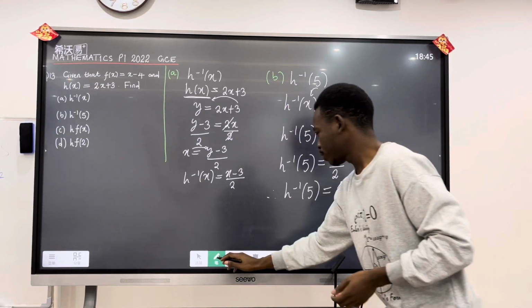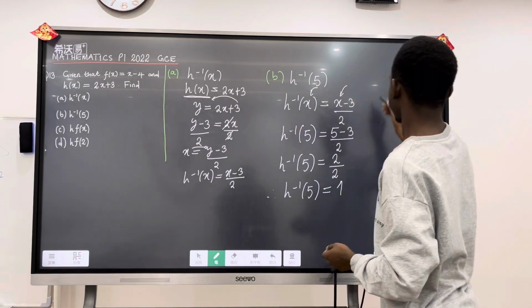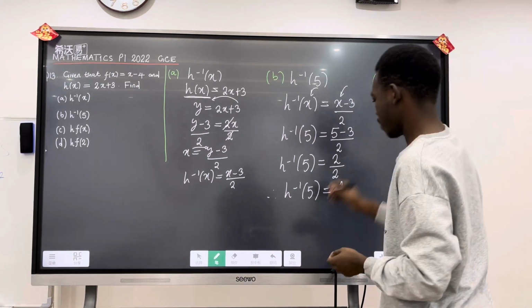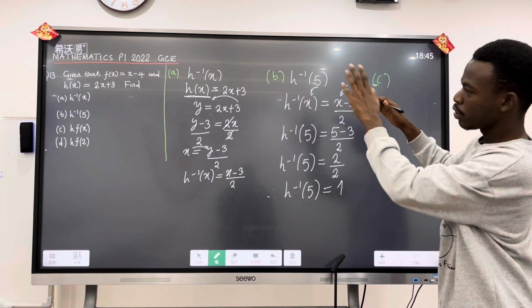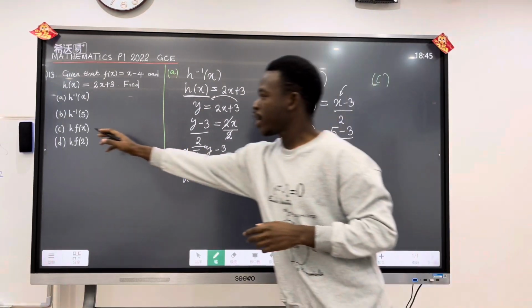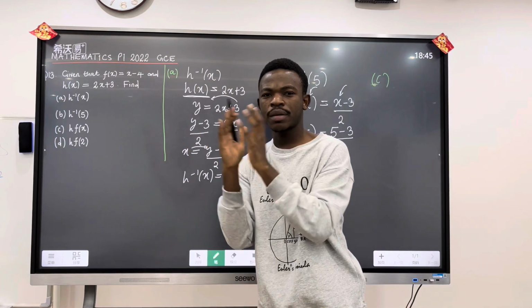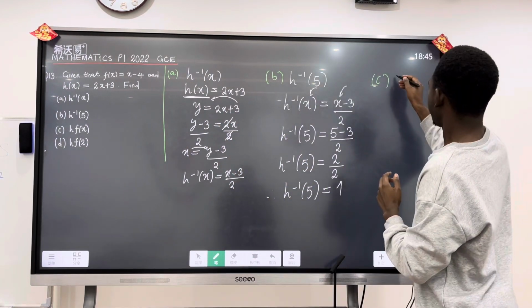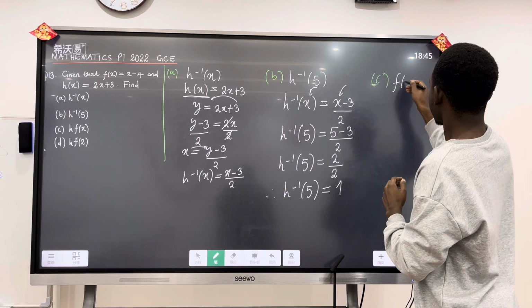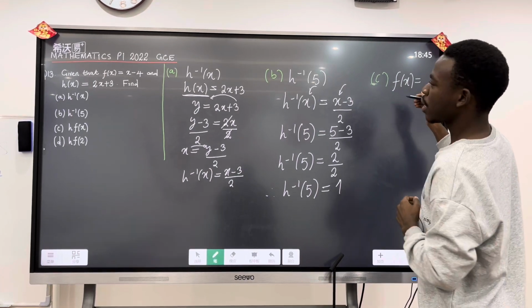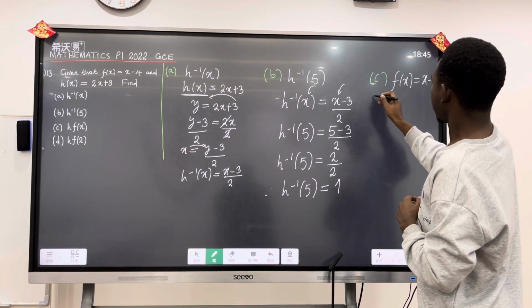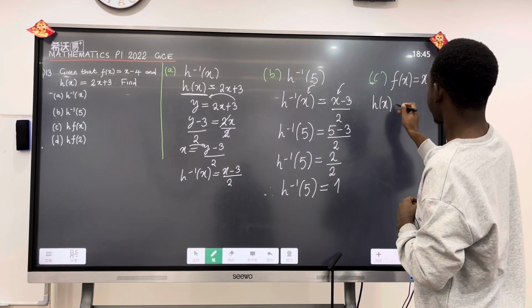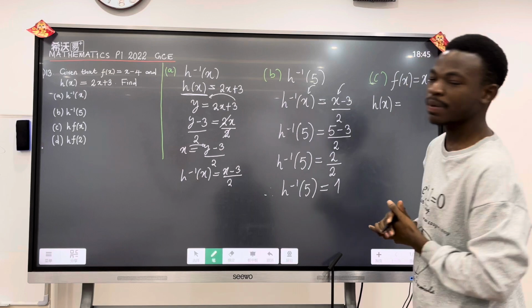So now we want to work out part C. Let me write down the two functions, because we now have h of f of x. The two functions have been put together. So f of x is given as x minus 4, and h of x is given as 2x plus 3.